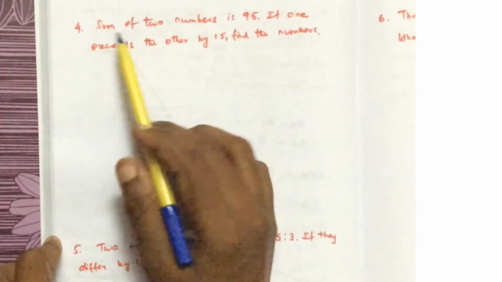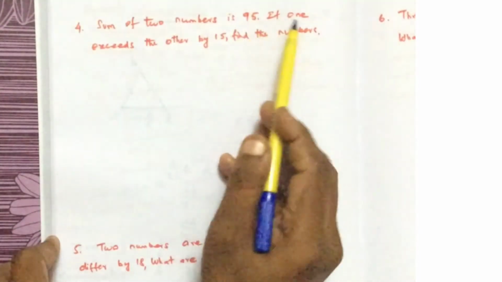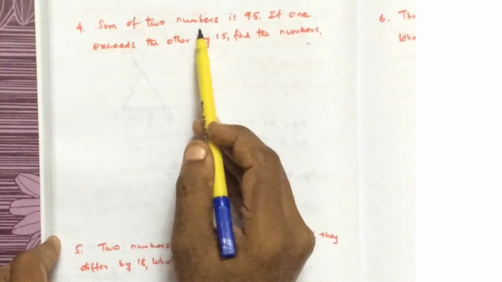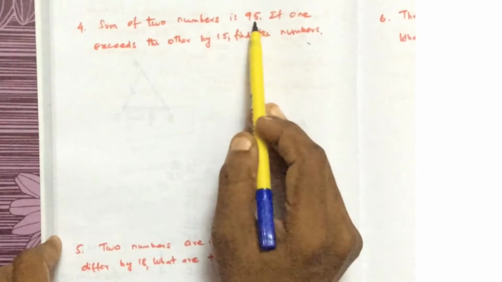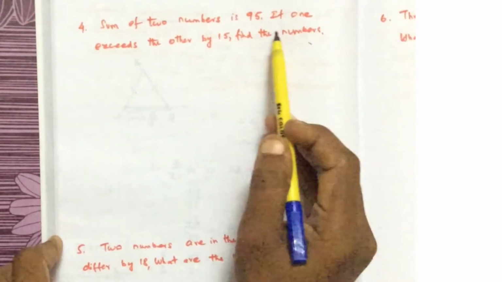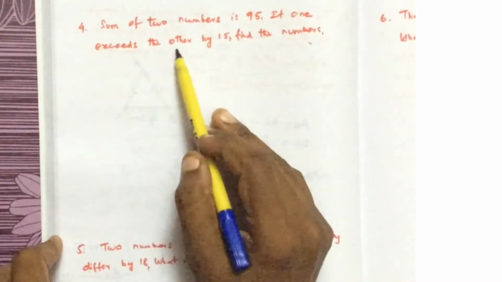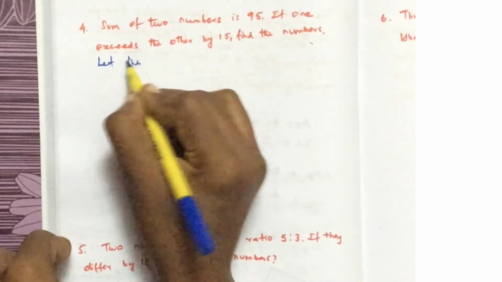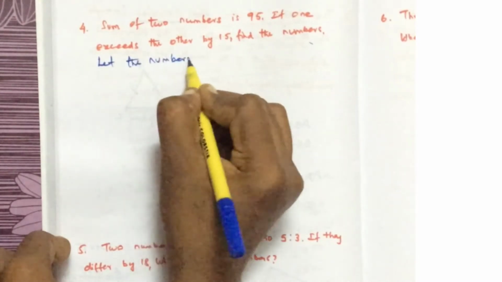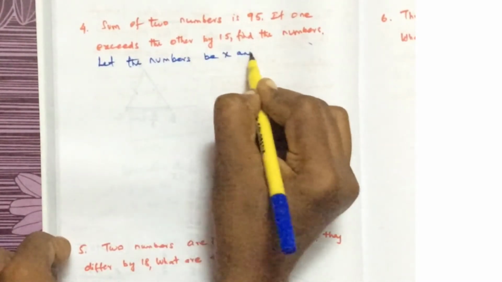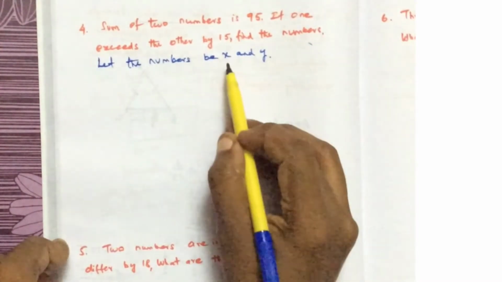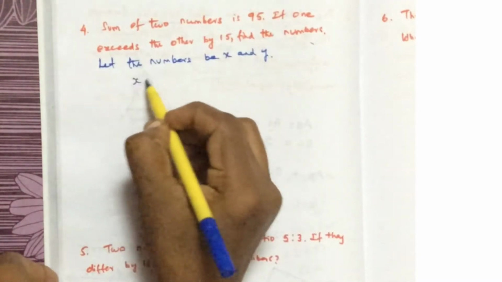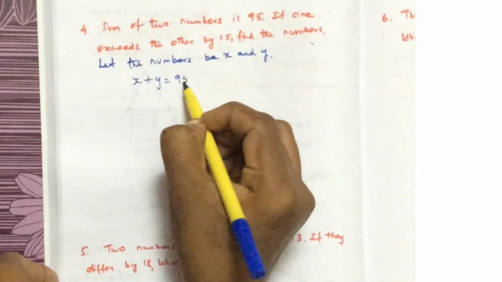The next problem is, sum of two numbers is 95. If one exceeds the other by 15, find the numbers. So there are two numbers. If you add the two numbers, the answer should be 95. That is one clue given. Another one is, if one exceeds the other by 15, find the numbers. Let the numbers be x and y. One number is x and the other number is y. From the first clue, the sum of two numbers is 95. X plus y is 95.